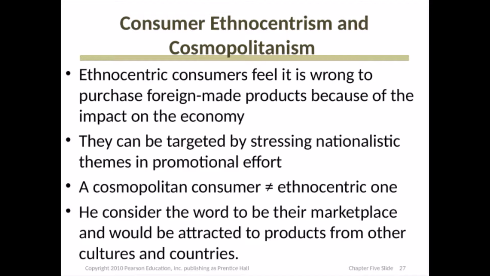طيب، الكوزموبوليتانيزم اللي هي the opposite of ethnocentrism، ان هي عادي، like in a place or a country with multicultural, they consider no problem to buy products from other cultures or from other countries. الكوزموبوليتان consumers اللي هي عكس الاثنوسنتريك consumers.